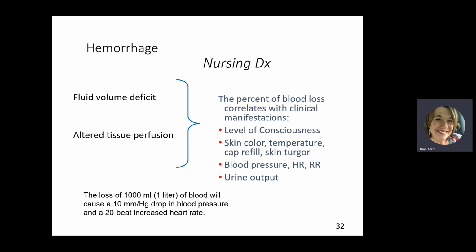Okay? A loss of 1 liter of blood usually causes a 10 millimeter drop in blood pressure and a 20 beat increase in heart rate. We're going to see changes, okay? We're losing blood. We're going to see changes in the heart rate and blood pressure.